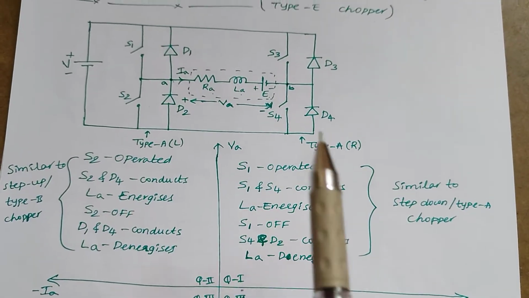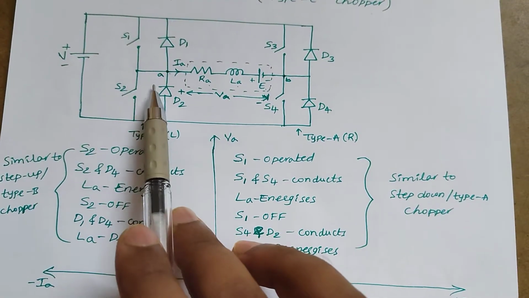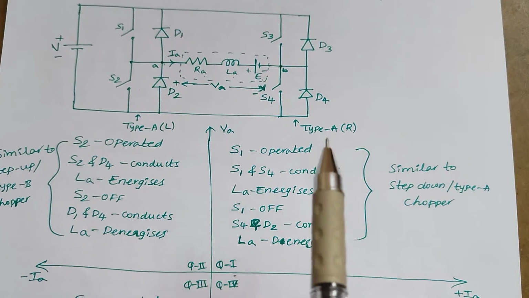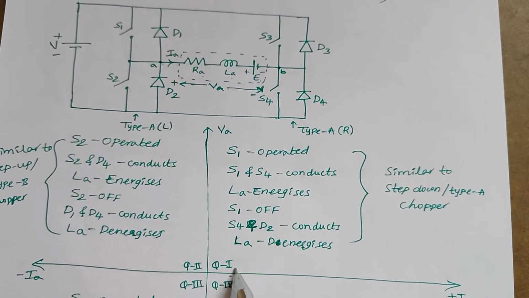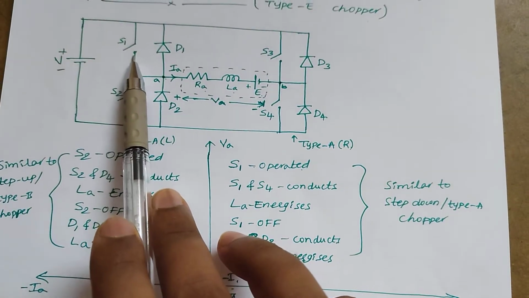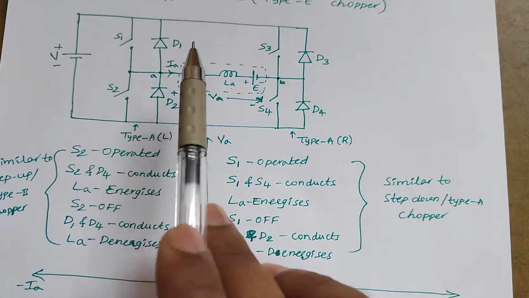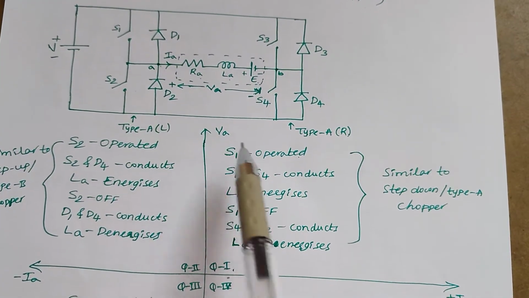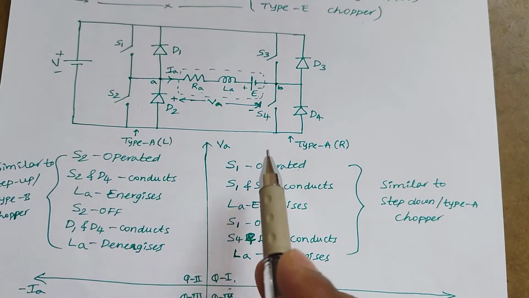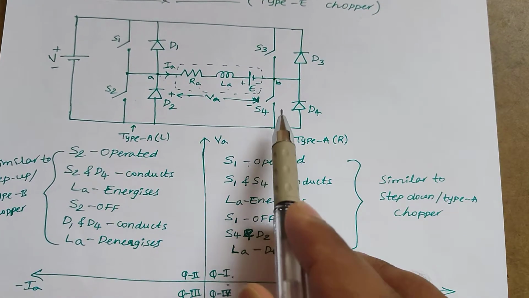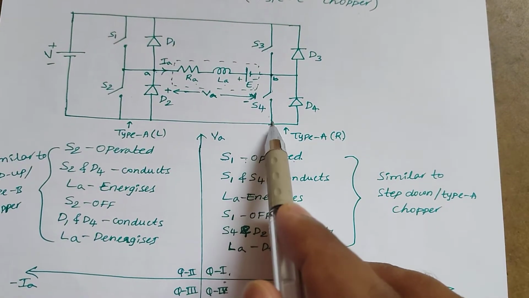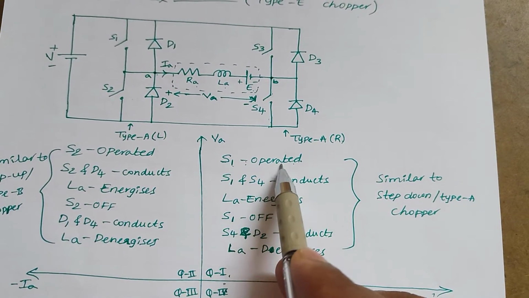By operating each switch at a time, we can get the individual quadrant of operation. To get the first quadrant of operation, S1 is operated. When you turn on and turn off S1, you will get the first quadrant of operation with positive voltage and positive current alone. To get this operation, S1 is operated while S4 is permanently turned on.